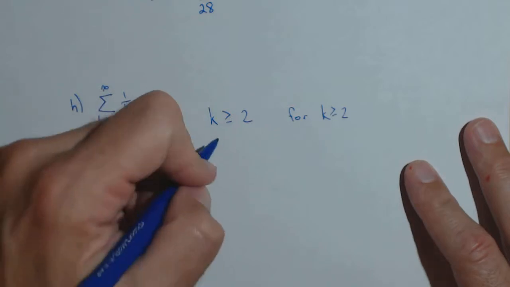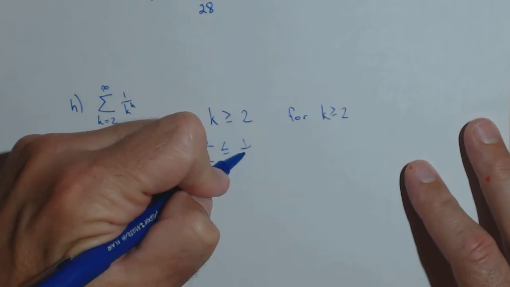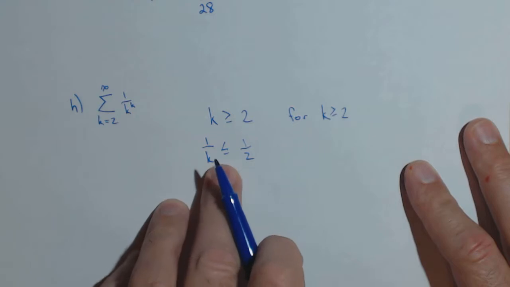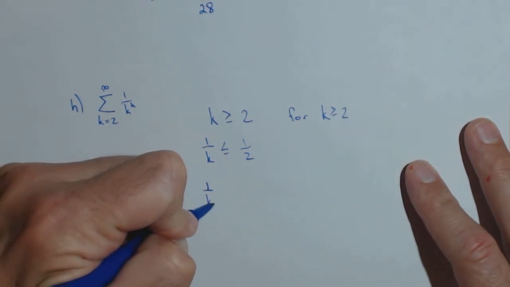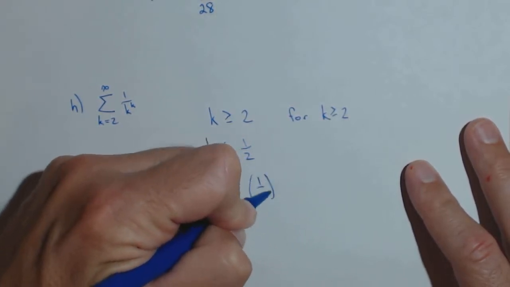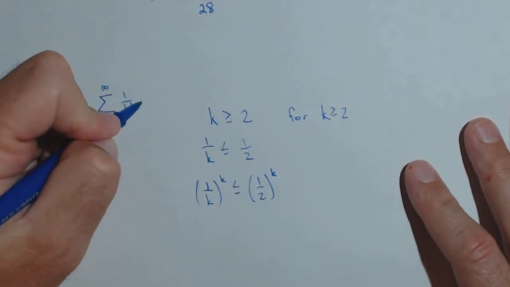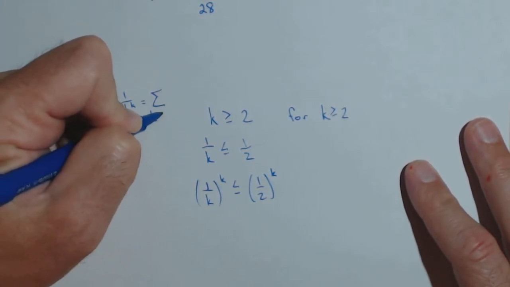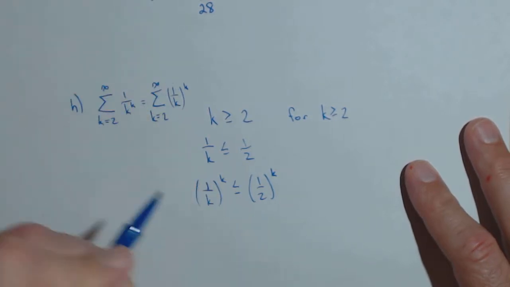Well, if that's the case, then 1 over k is less than or equal to 1 over 2 for k greater than or equal to 2. So I just flipped both of these, which makes me flip my inequality. Well, then 1 over k to the k is less than or equal to 1/2 to the k. And one thing we can do is rewrite this. The summation is k equals 2 to infinity of 1 over k to the k.